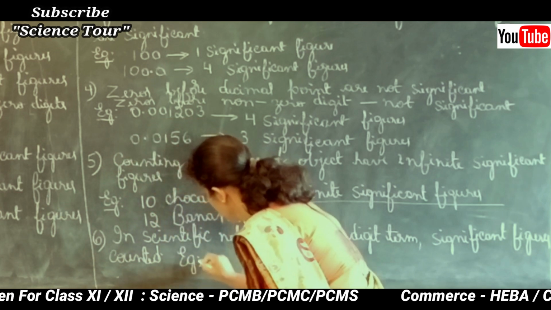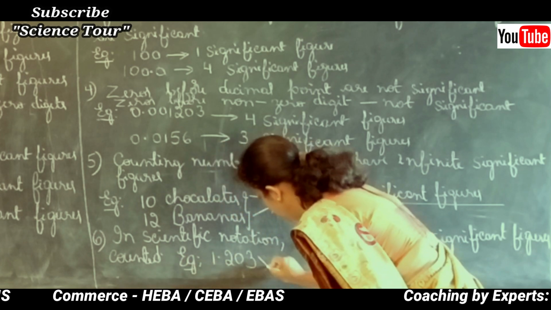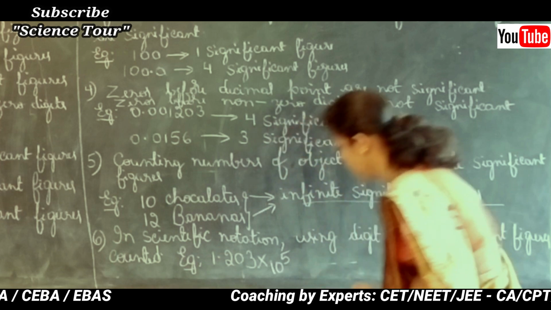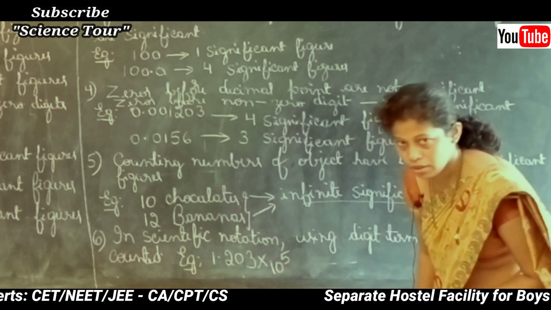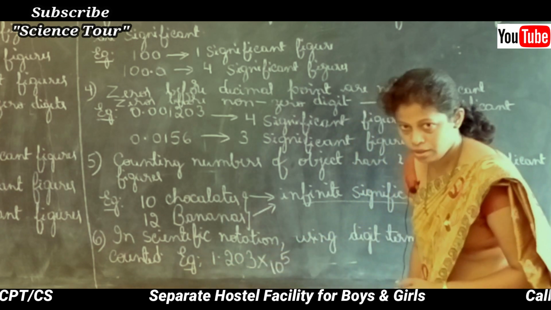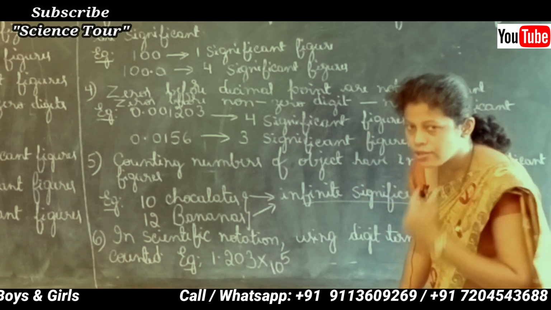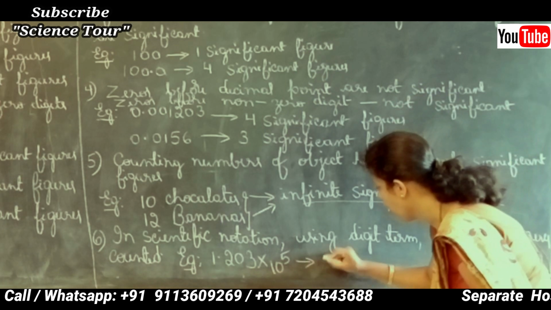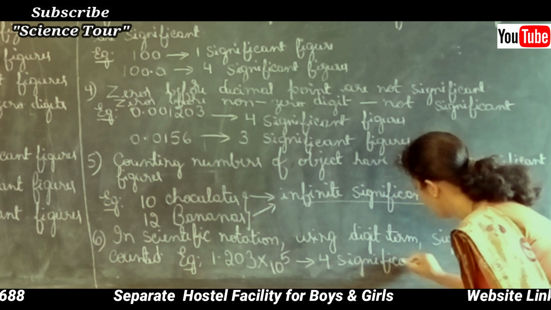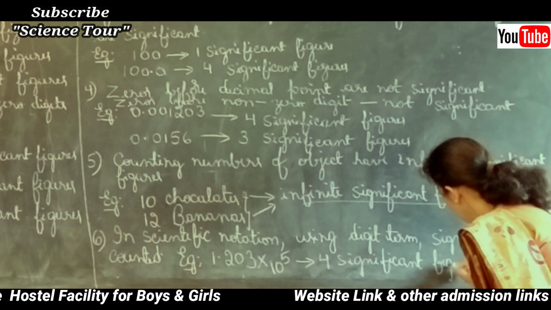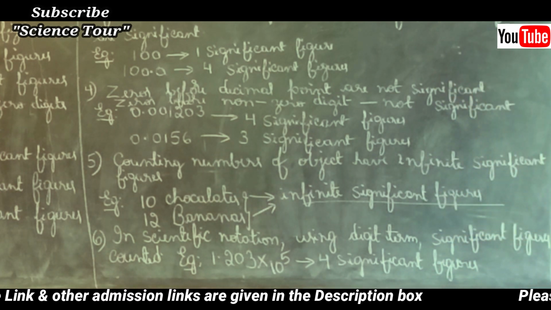Example, let's take 1.203 into 10 to the power 5. Here, don't look at the exponent, look at only the digit term. Digit term is 1.203. 1 is significant, 2 is significant, 0 is in between non-zero digits, hence significant, 3 is significant. Hence you have 4 significant figures. So these are the laws or rules to find the significant figures.